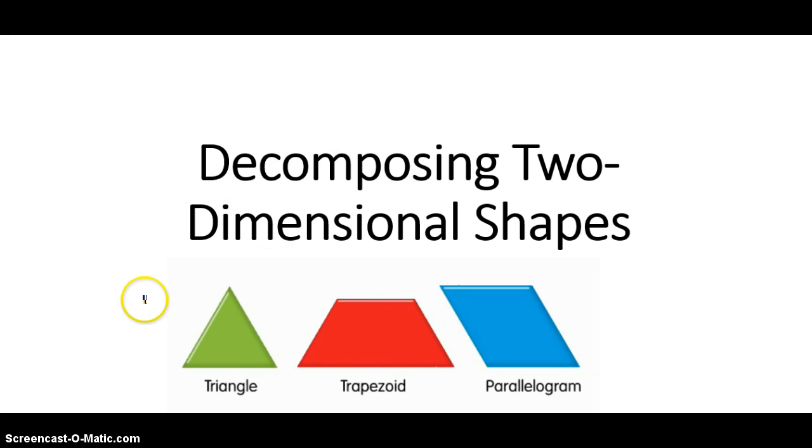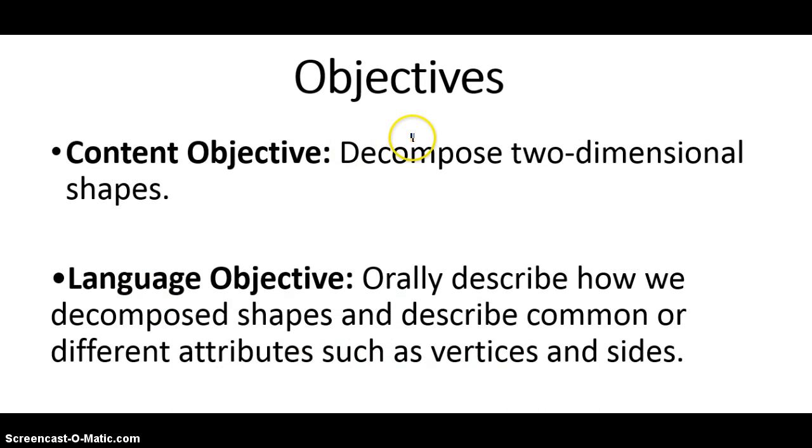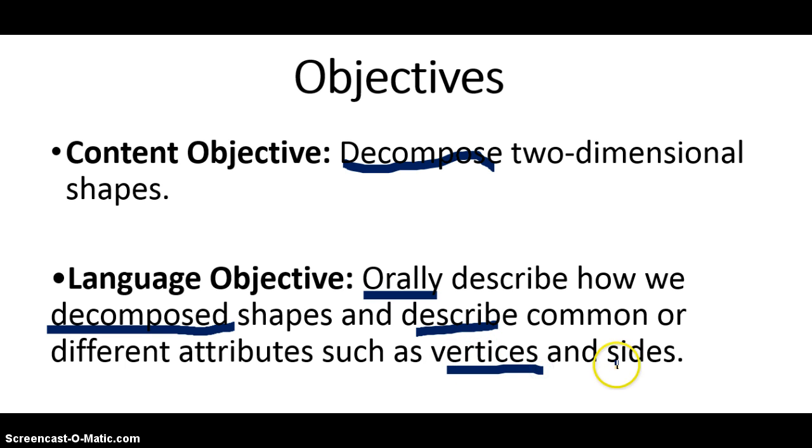Before we begin though, we are going to be looking at our objectives. Our content objective is going to be to decompose two-dimensional shapes, and we'll talk about what this word decompose means, so that's important. For our language objective, we are going to orally describe how we decomposed shapes, and we're going to be describing common or different attributes such as vertices and sides in our shapes.